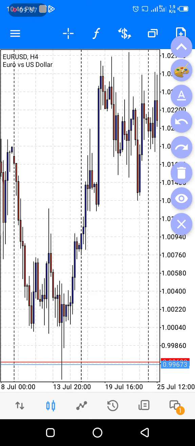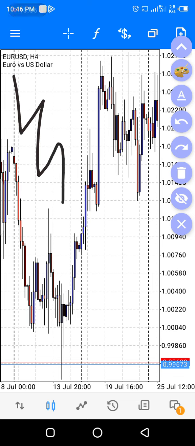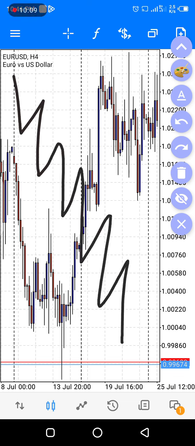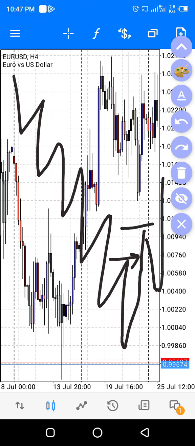On this topic of market structure, price will always move from a lower low, lower high, lower low, lower high, lower low for a downtrend. Then price will make something like this, breaking this high, coming back to create a higher low, breaking the next high. So this is a higher low, a higher high, a pullback and another move to the upside.